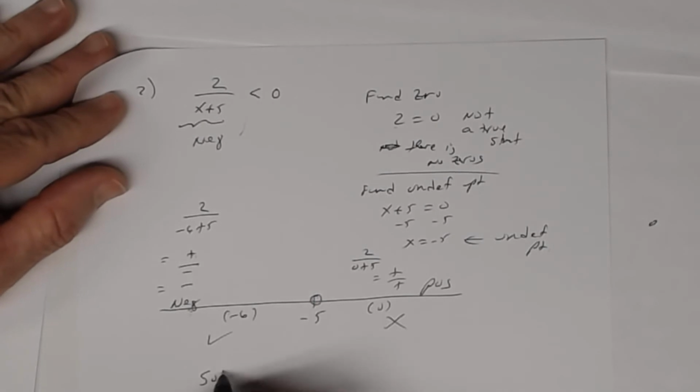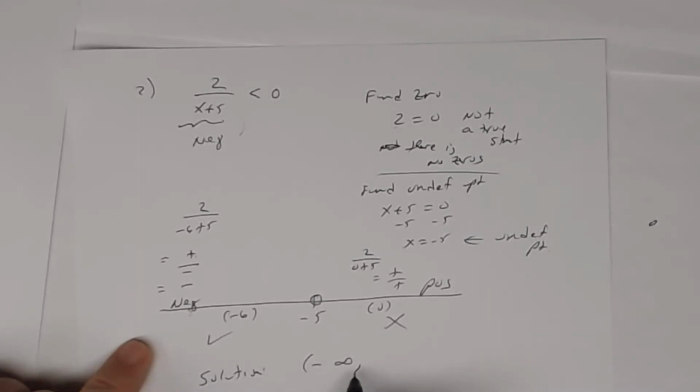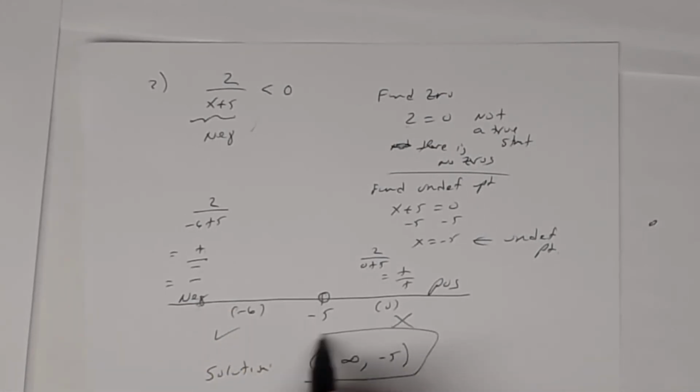So your solution, there's only one interval. Your solution is from -infinity all the way to -5, parentheses. And that's all you do. So any real number in that interval is a solution to this inequality. All right?